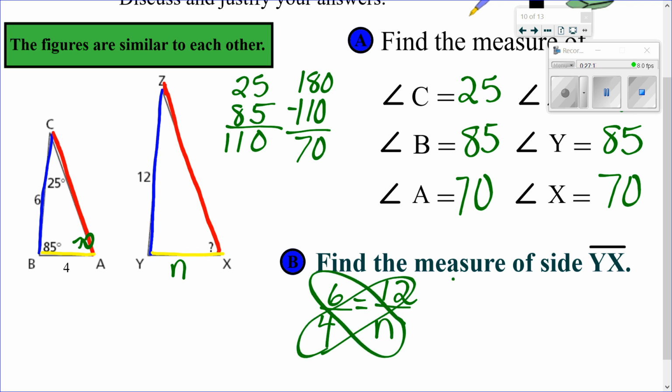6 times N is 6N. Equals, please do not forget your equal sign. 4 times 12 is 48. Divide by 6, and N is 8.